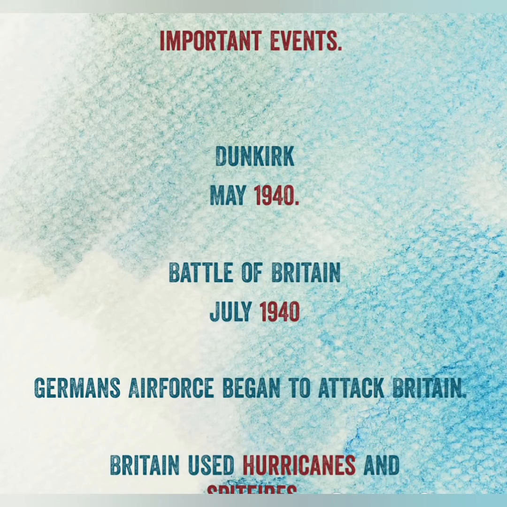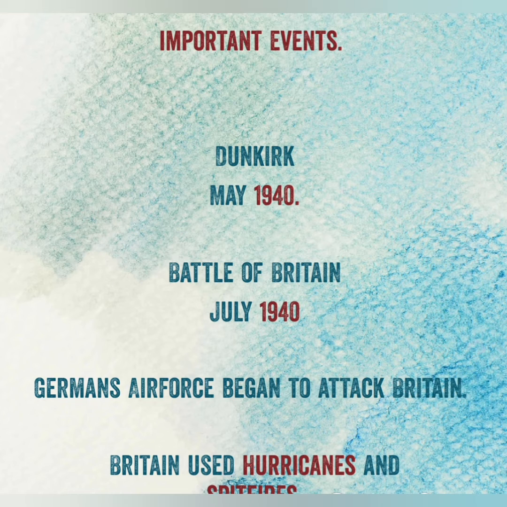We are going to see some important events. The first one is Dunkirk. Dunkirk is a coastal city in France. In May 1940, more than 3 lakh British and French soldiers were forced back to the beaches in Dunkirk. So Britain found it very difficult to regroup these soldiers.